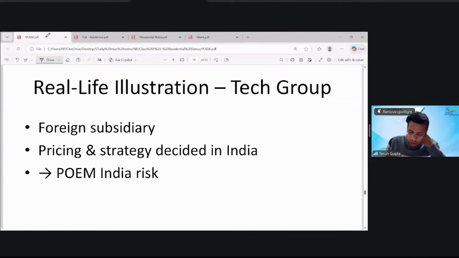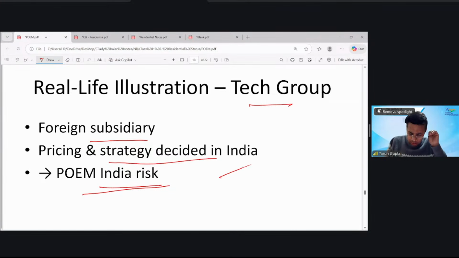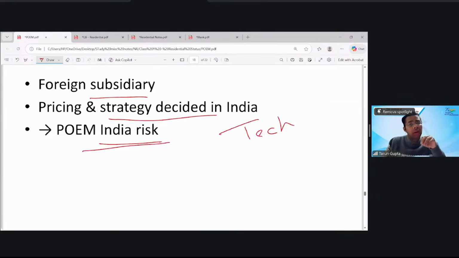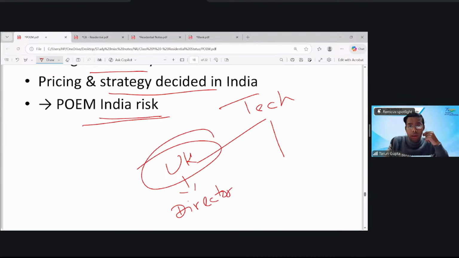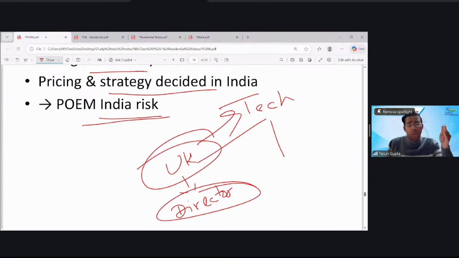Real life illustration: a foreign subsidiary's pricing strategy decided in India. This generally happens. We have tech companies now, and tech is in very much demand. So what does the Indian company do? They open a company in the UK. They put one of their employees, one of their old employees, as a director in the UK. But the entire decision of the UK company is taken by people situated in India. So this director is doing nothing. He's just a form. He's just approving the decision. He doesn't have the authority to decide on his own. So the POEM shall be in India only.